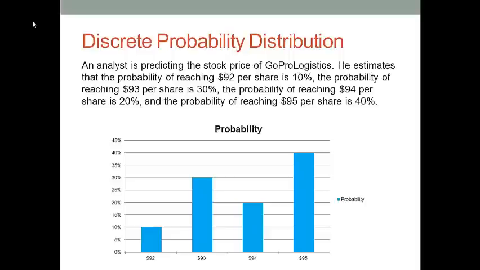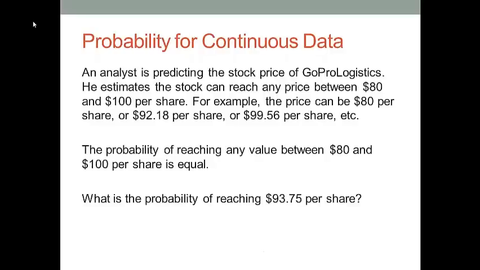Another interesting key feature of this example is that the analyst only considered $92, $93, $94, or $95. What is the data type of these values? They are discrete data. If we create a probability distribution for discrete events, we call this distribution the discrete probability distribution. What about the continuous data? Can we also create the distribution for continuous data?